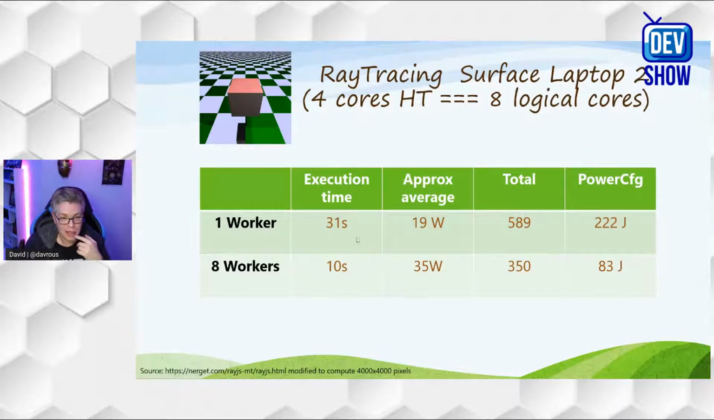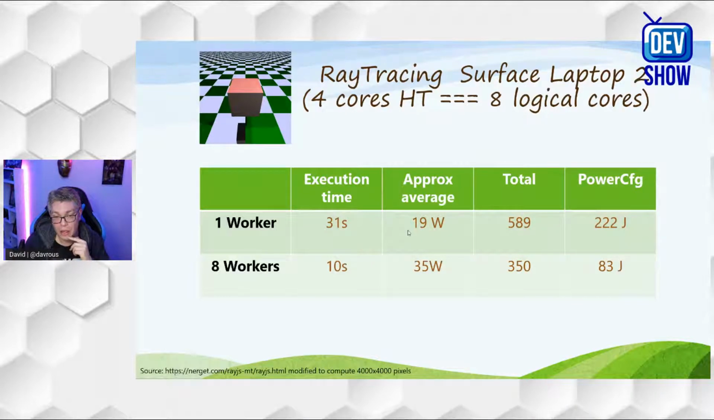And you can see that there. I've been using my Surface Laptop 2, which has 4 cores with hyper-threading, so I've got up to 8 threads in parallel. And running on the normal version of JavaScript, I would say it took 31 seconds to compute an image of 4,000 by 4,000, and only 10 seconds using 8 workers. You probably know that the performance gain you get is not linear.